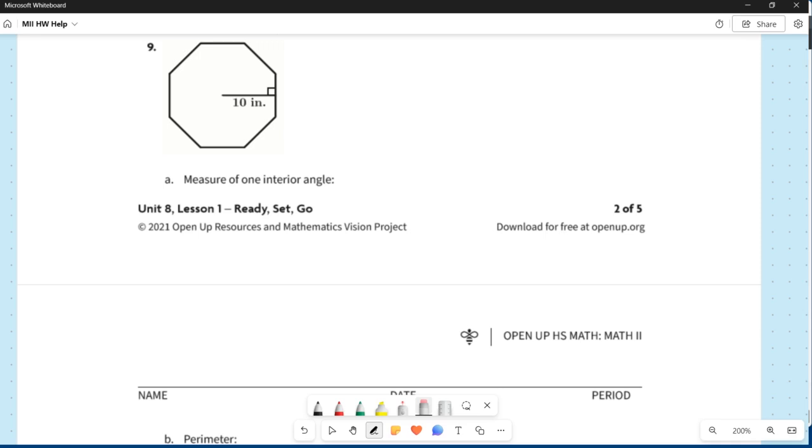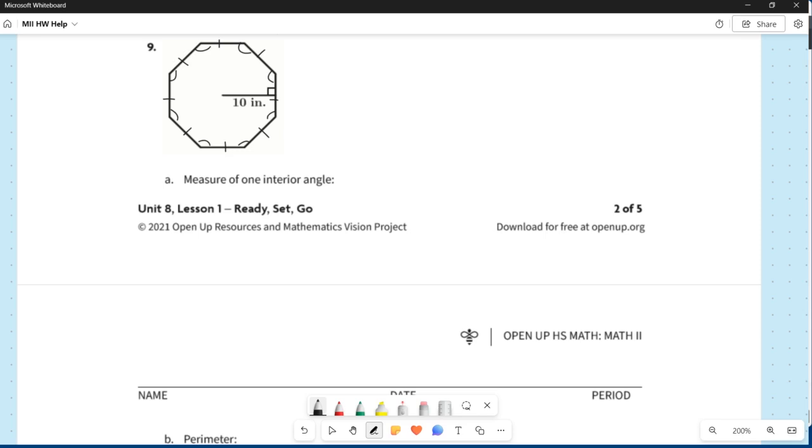So this is a regular polygon, so all of our sides are the same, and all of our angles are the same. And there's a lot of symmetry in this figure. We can answer A without even dealing with the 10 inches at all. So let's go ahead and answer A, and then we'll deal with the 10 inches.